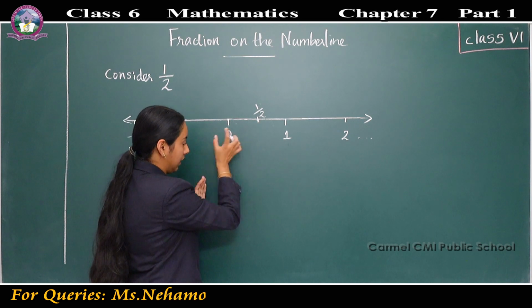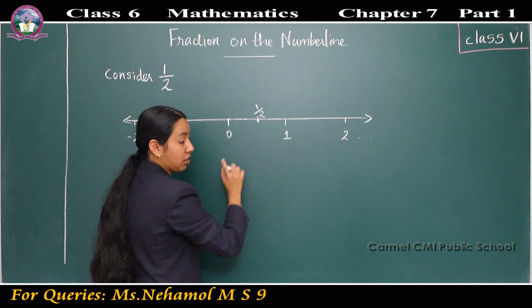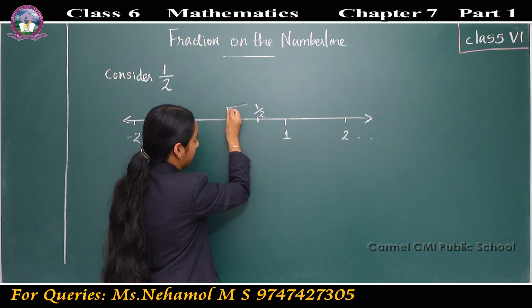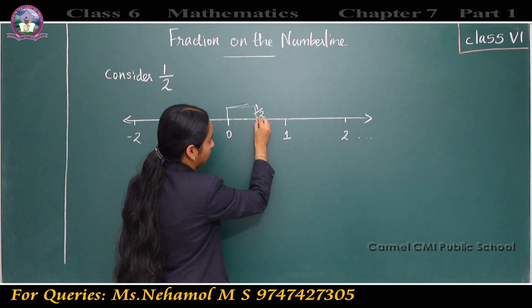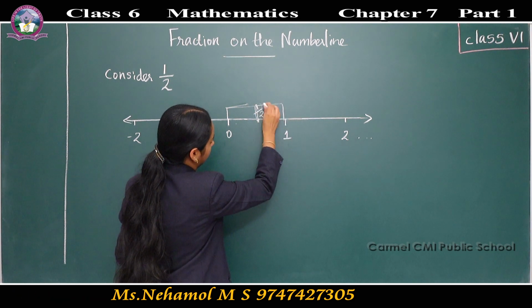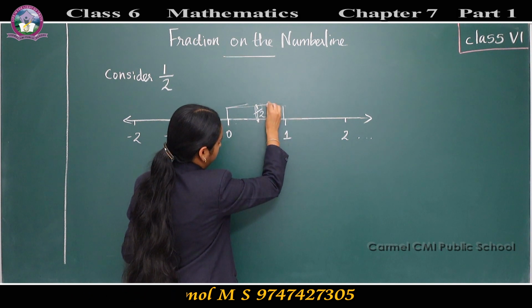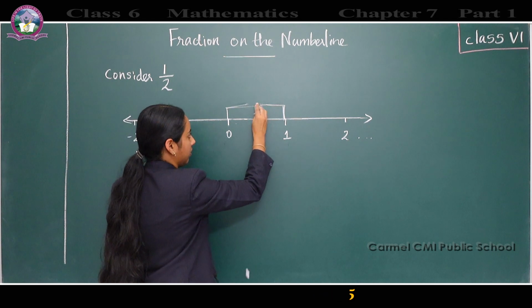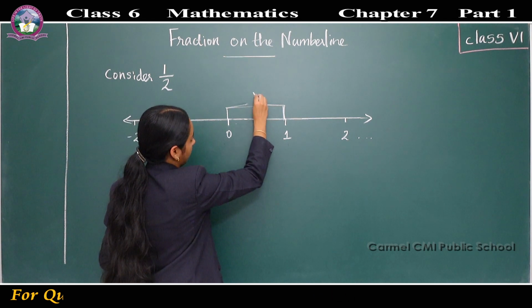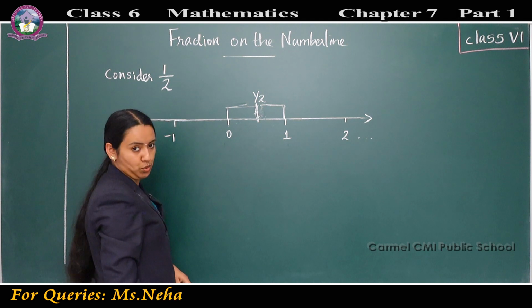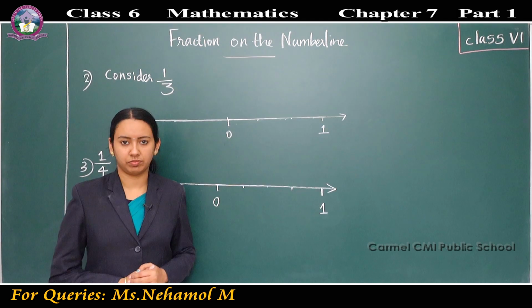So the length between 0 and 1 we divide into 2 equal parts, and this midpoint represents the fraction 1 by 2 or half.